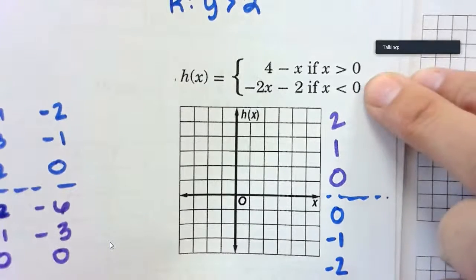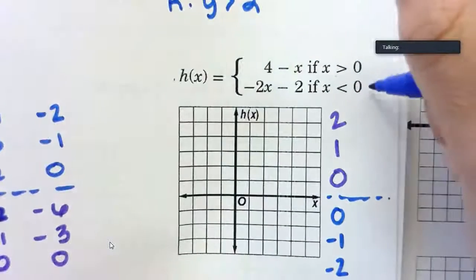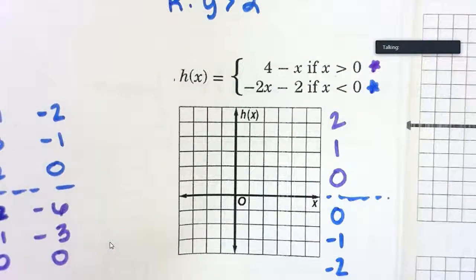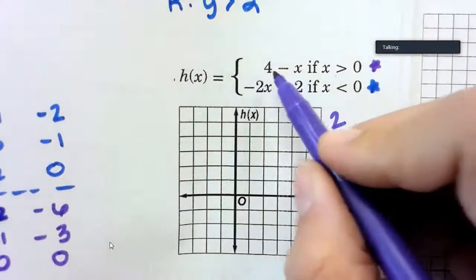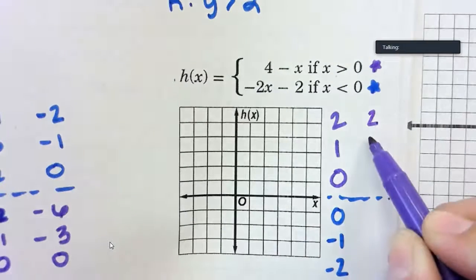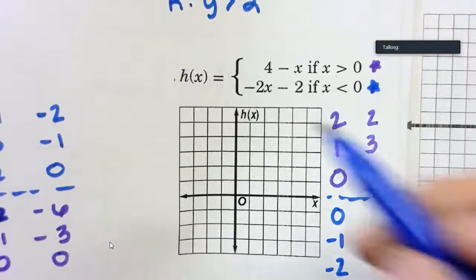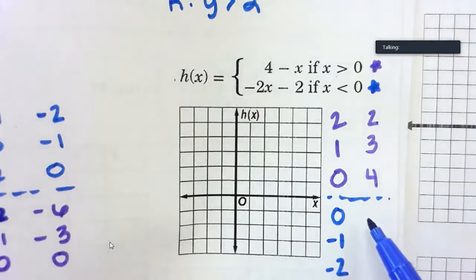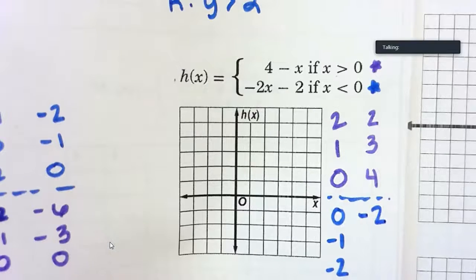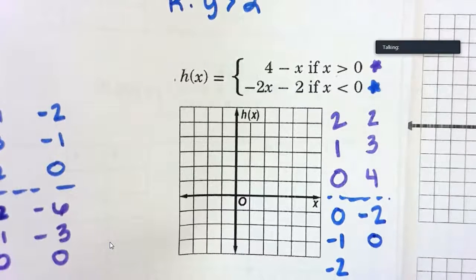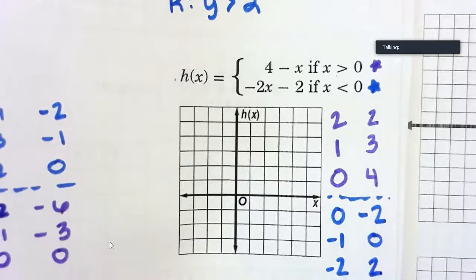So x values less than 0 would be the blue, because that's the negatives. X values greater than 0 are the purple, because they're the positives. 4 minus 2 is 2. 4 minus 1 is 3. 4 minus 0 is 4. Negative 2 times 0 is 0. Minus 2. Negative 2 times negative 1 is 2. 2 minus 2 is 0. And negative 2 times negative 2 is positive 4. Minus 2 is 2.